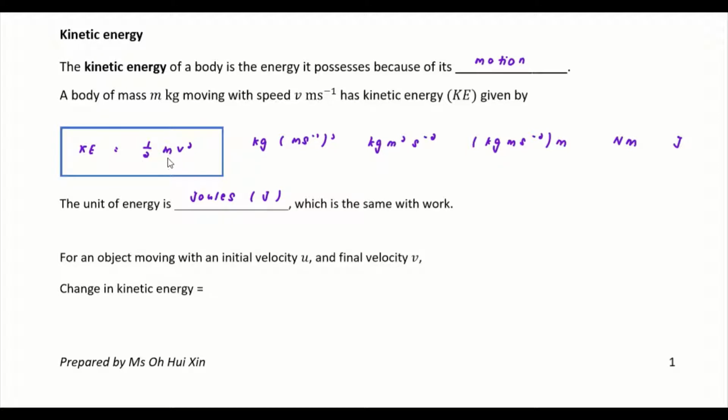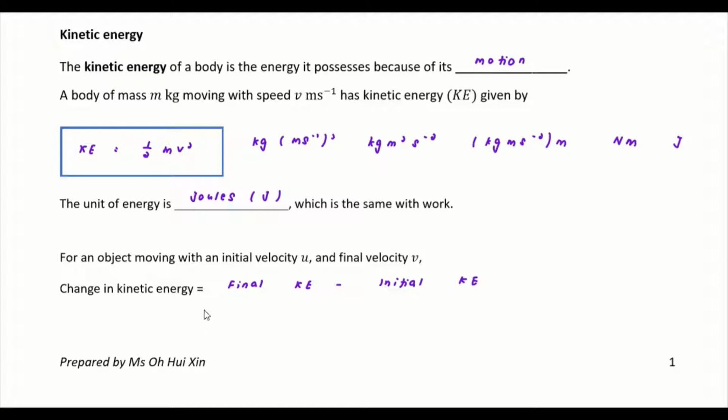Something you will realize about the formula for kinetic energy is that it is half times the mass times v squared. For the v here, the direction is not important because at the end, you're still going to square it. Then when you multiply by half and by the mass, it's always going to give you a positive answer. Let's talk about the change in kinetic energy. If an object moves with an initial velocity of u and final velocity of v, the change in kinetic energy will be equal to the final kinetic energy minus the initial kinetic energy.